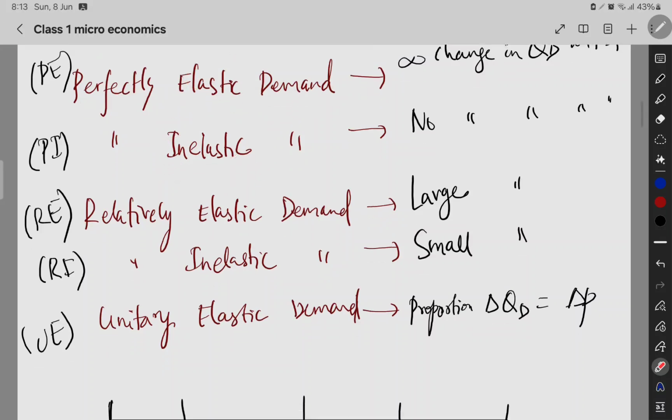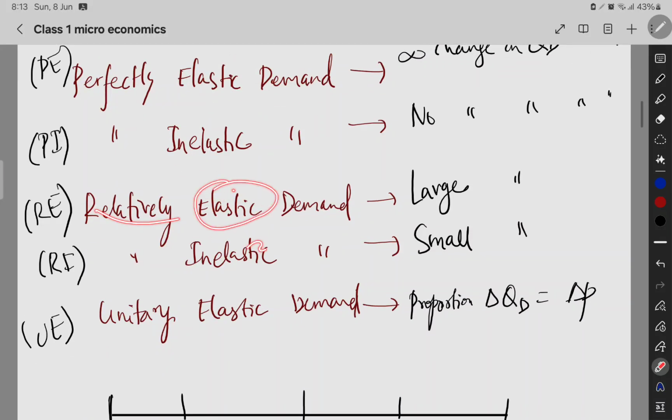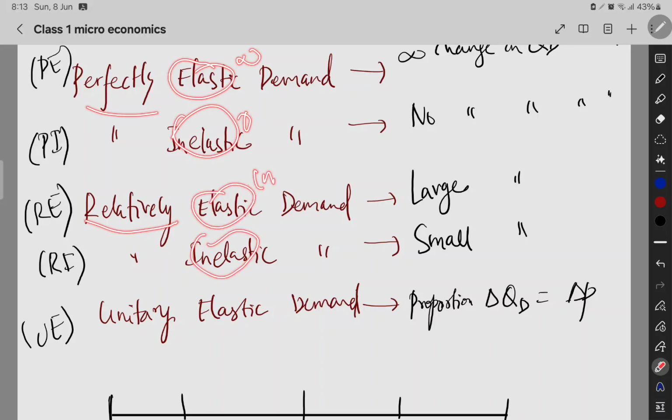Now let us see relatively elastic and relatively inelastic. Relatively elastic means there is a large change in quantity demanded with respect to change in price. But relatively inelastic is a small change in quantity demanded with respect to price. I think now you have understood perfectly elastic, inelastic, relatively elastic, inelastic. This is infinite, this is zero, this is large, and this is small.